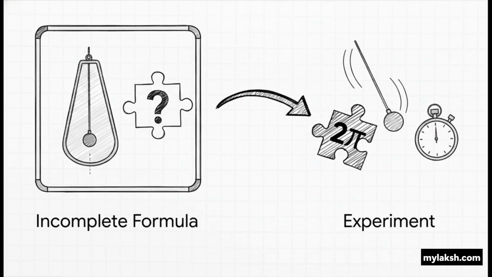And this is where logic meets reality. To figure out the value of k, we actually have to go and do an experiment. And when we do that, we find that for a simple pendulum, that constant k is equal to 2 pi. So you see, dimensional analysis gave us the blueprint, and good old-fashioned experimentation gave us the final critical number. They work together, hand in hand.